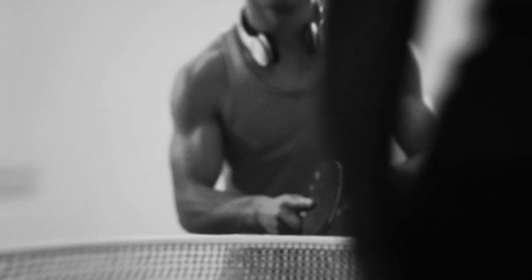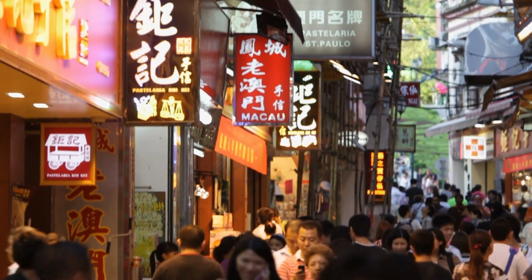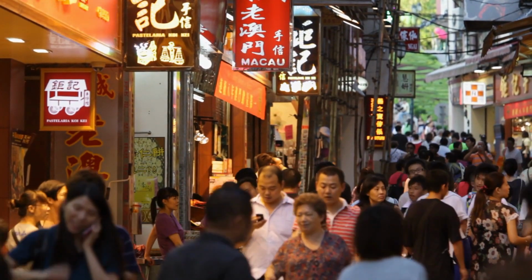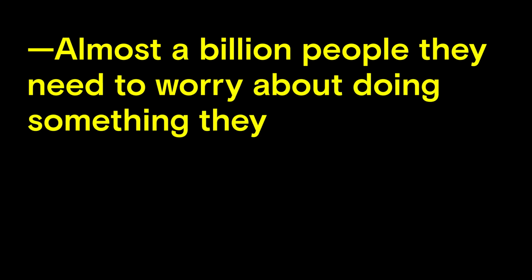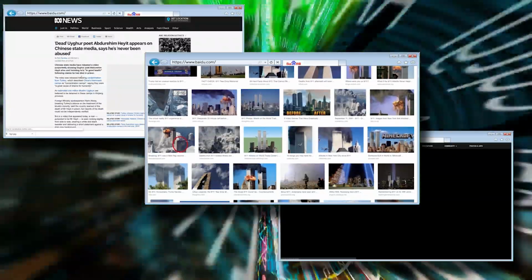The real censorship, the stuff that affects people day to day, happens within China's borders and within Chinese internet companies. There are more than 800 million internet users in China, and even if the censors blocked every single piece of content from outside the country, that's still almost 1 billion people they need to worry about doing something they don't like. So to control those people, China has passed dozens of laws criminalizing all sorts of content: separatism, terrorism, political dissent, porn, and so on.